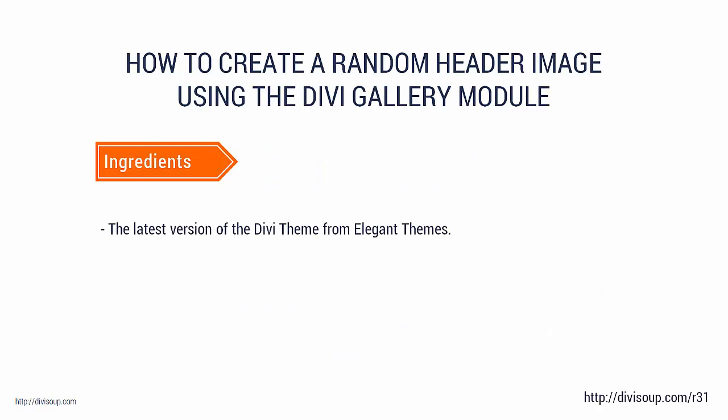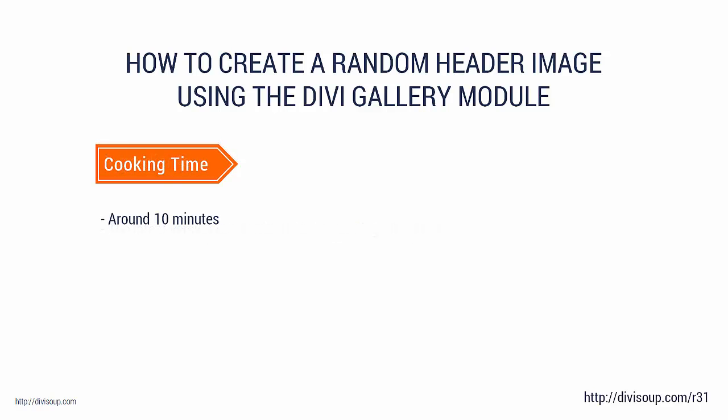For our ingredients we're going to need the Divi theme from Elegant Themes. This is going to take you about 10 minutes to create, and for our preparation we're going to set up our header section.